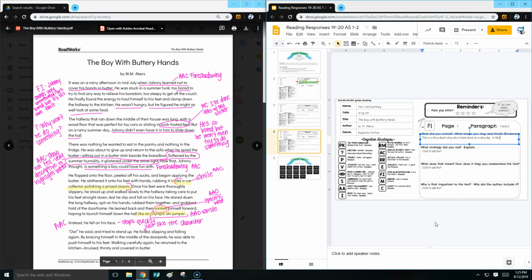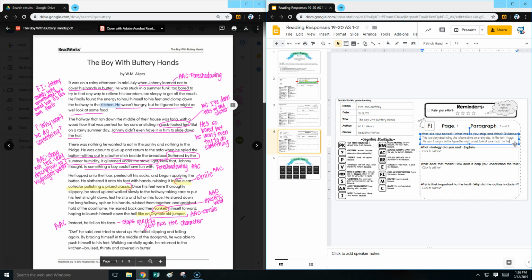And then I can say in the text, it says, and I'll put a comma and a space. And then I'm actually going to take the quote here. So I'll do that he wasn't hungry, but he figured he might as well look at some food. And since I'm going to do a quote, I'm going to do exactly those words. So I typed that here.